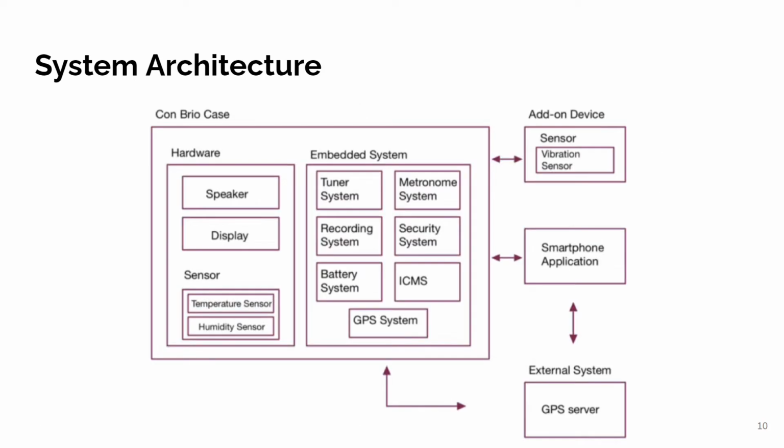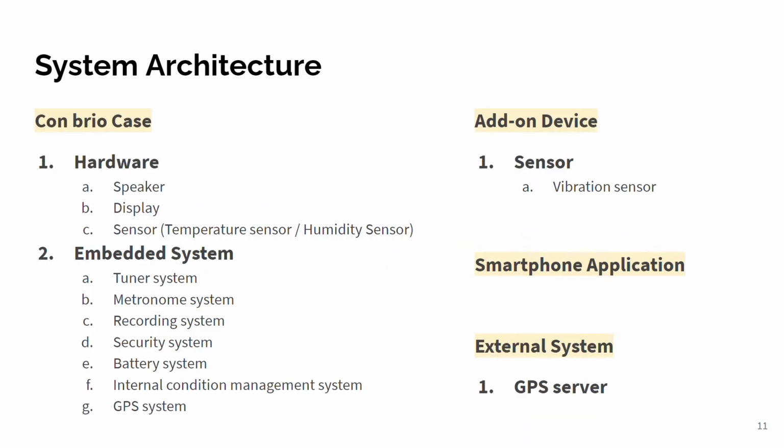This is the system architecture of Conbrio. Conbrio case consists of hardware and embedded systems. There are a speaker, display, temperature sensor, and humidity sensor in the hardware. The embedded system consists of tuner, metronome, recording, security, battery, internal condition management, and GPS system. There is an add-on device that has a vibration sensor. There is a smartphone application for managing and monitoring the system. We use a GPS server as an external system.